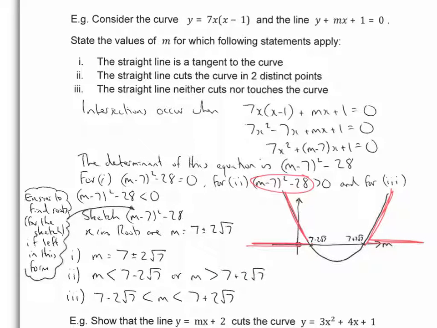Looking at the last bit, when I want the determinant, which I've got a graph of here, to be below the axis, when I want it to be negative, well, it takes a negative value here. It takes a negative value for this range of m values. So I have case 3 when m is between 7 minus 2 root 7 and 7 plus 2 root 7. Those are the three cases there, and it all depends on the determinant.